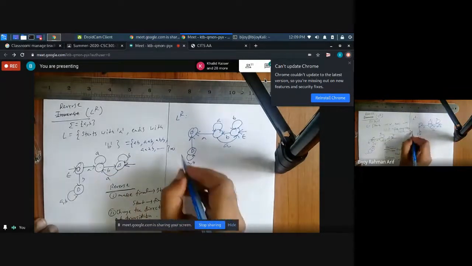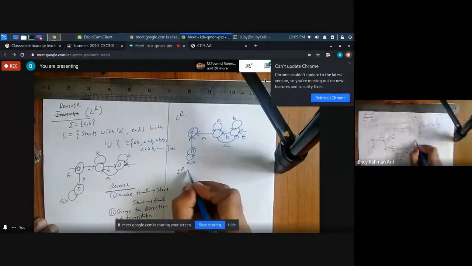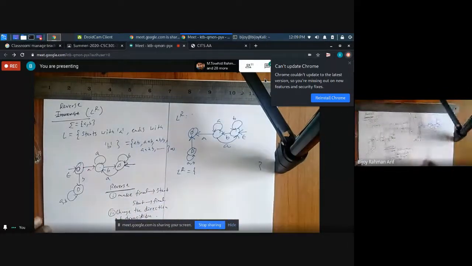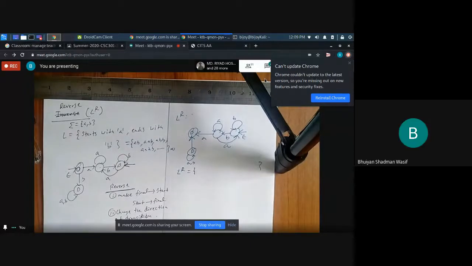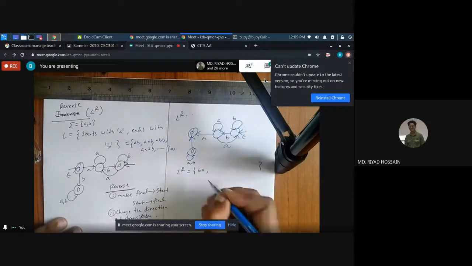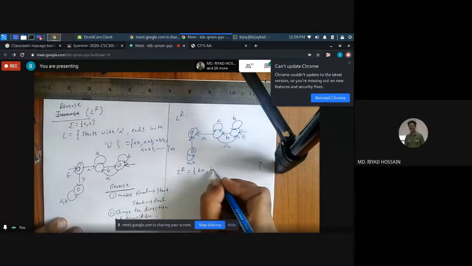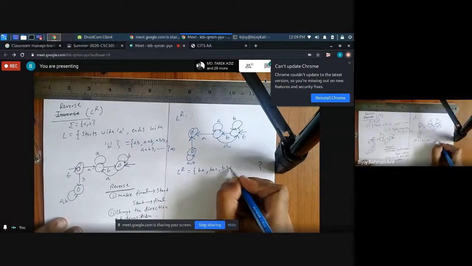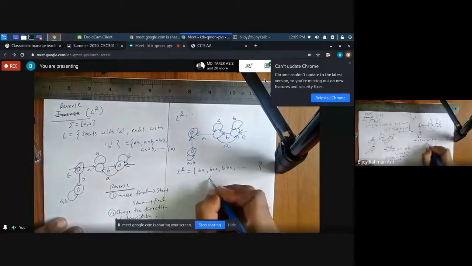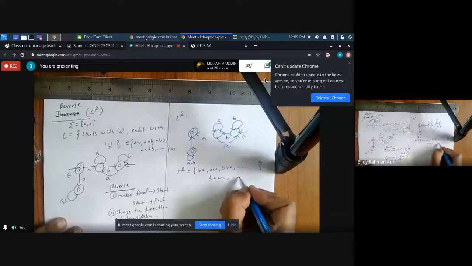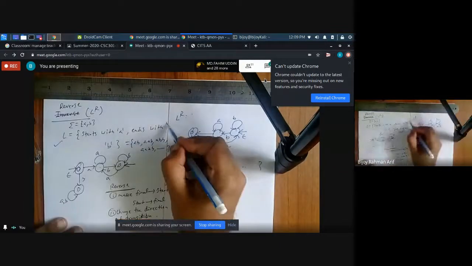What would be the strings inside this language? Tell me. It's going to be BA, BAA, BBA, so on. Am I right? BAAAA. So what is the relation between this language and this language?